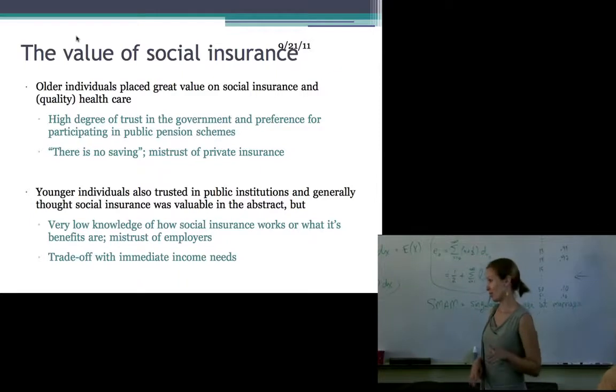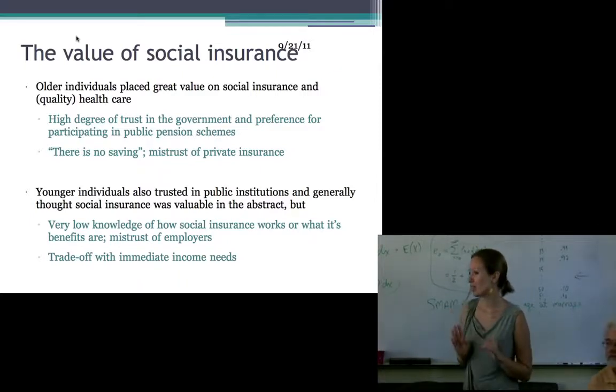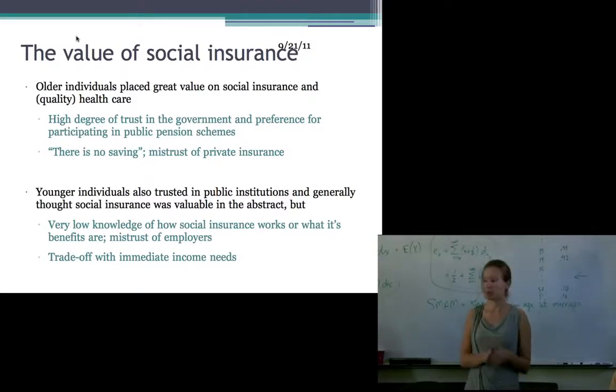They have no trust in private insurance. Private insurance is fairly new in Egypt. People absolutely do not trust that the company is going to give them their money back. So they all think that the public sector is really the way to go. It's reliable, it's secure, it will always be there.